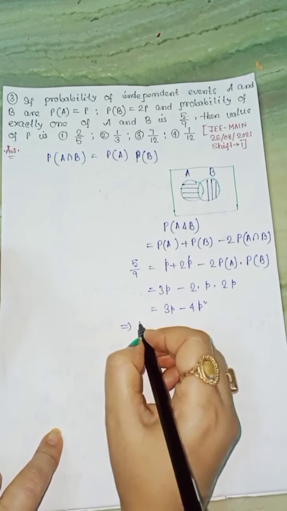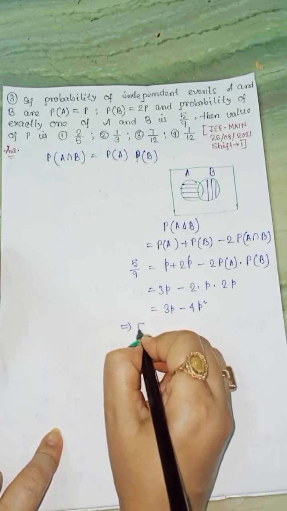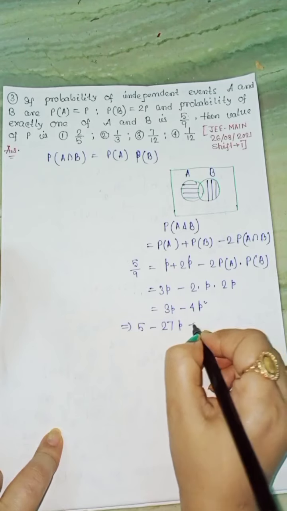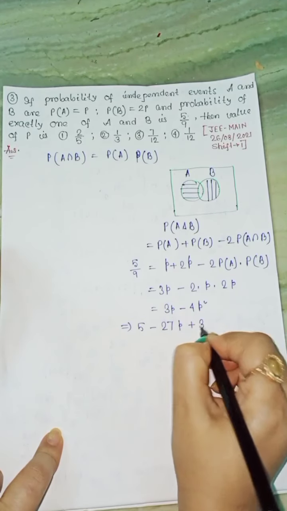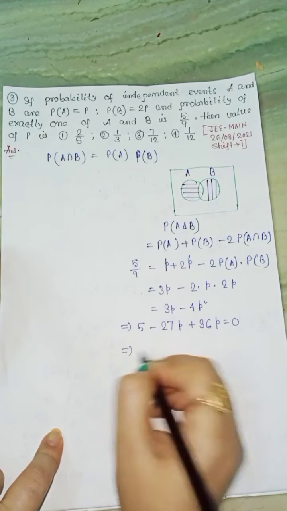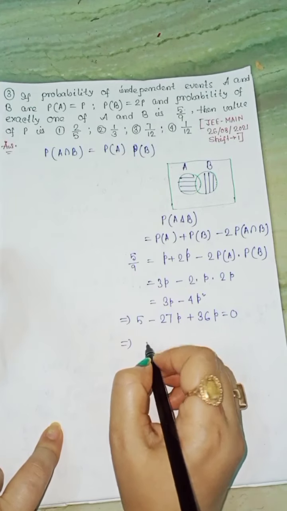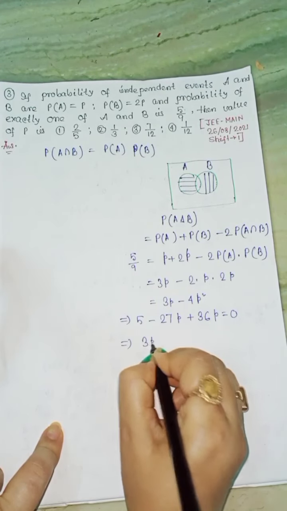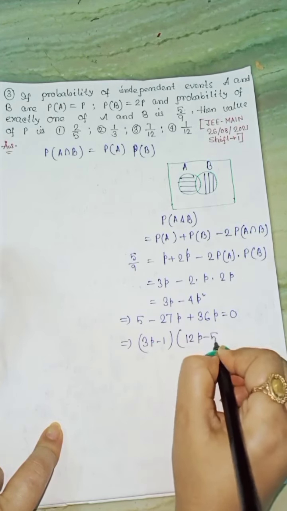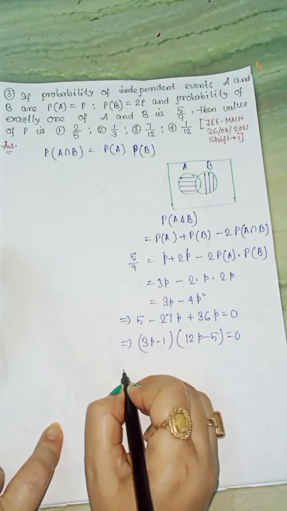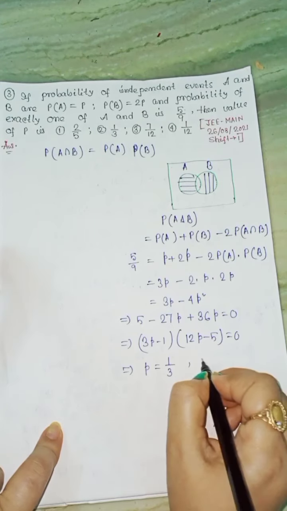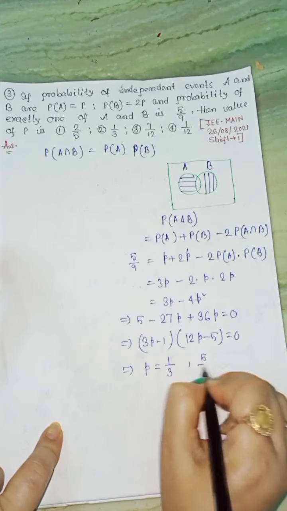So now when we calculate this, it becomes 36 p square minus 27 small p plus 5, and after interchanging that is equal to 0. So let's split the middle term, and it becomes 3p minus 1 into 12p minus 5, that is equal to 0. So small p has two values, exactly 1/3 and 5/12.